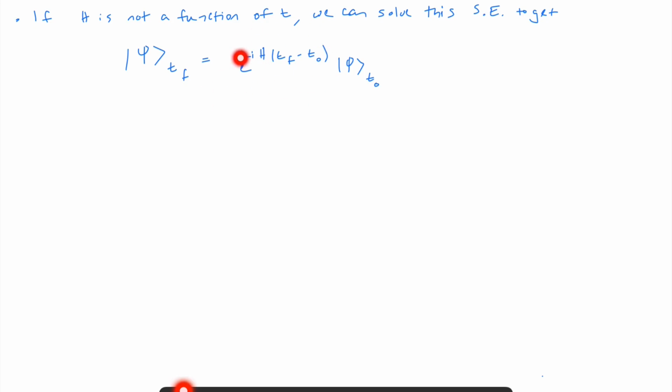This is sometimes called a propagator in some books, but I don't want to use that term because a propagator means something much different and more powerful in QFT. But this thing here is an operator, usually symbolized by U, that will automatically take it from here to there in this relatively simple form, assuming the Hamiltonian has no time dependence.